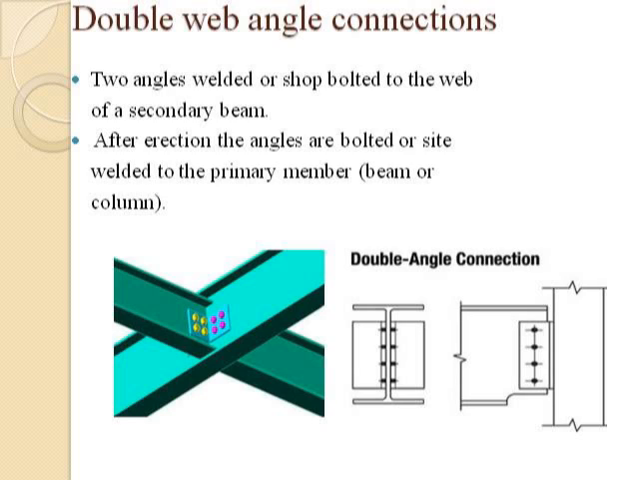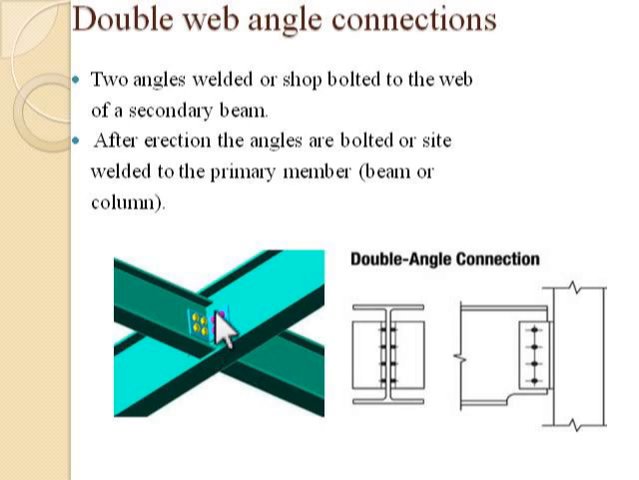So here two angles are welded or shop bolted to the web of secondary beam. Then after erection the angles are bolted or site welded to the primary member. As we can see in the figure, this one is our primary member and this one is going as secondary member, and these are connected through this angle. So we'll have this angle at this side, again here, this side and that side. So it is completely connected through these angle members.